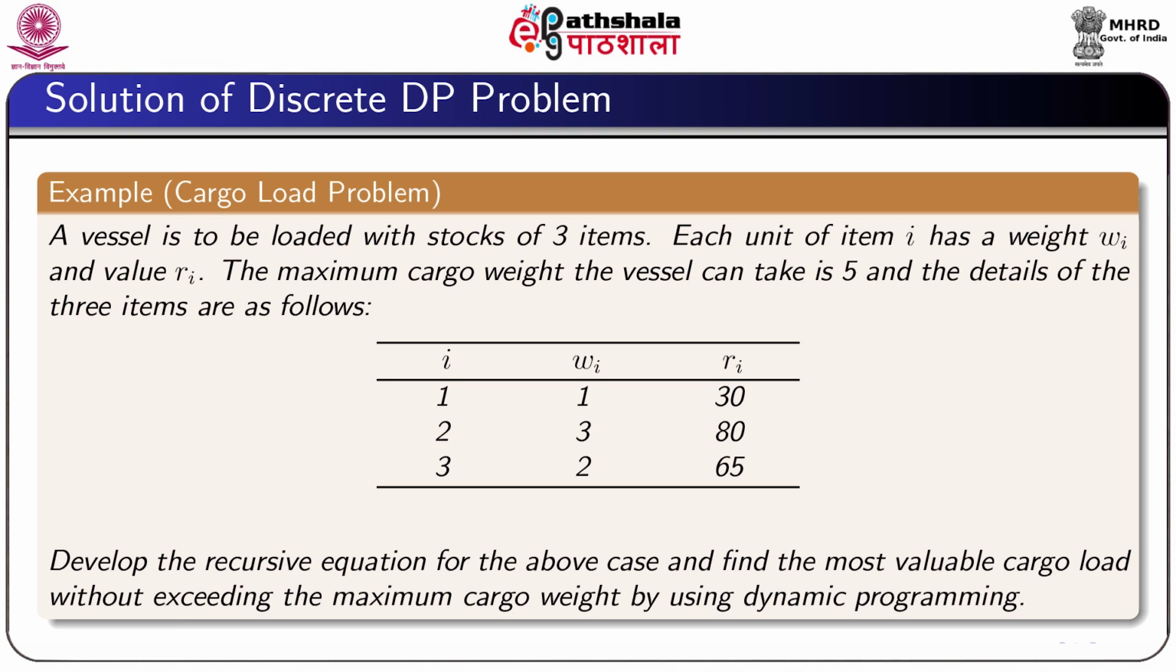We have the items 1, 2, 3, with weights. The weights of items 1, 2 and 3 are 1, 3 and 2 respectively, and the values of the items are 30, 80 and 65 respectively. Develop the recursive equation for the above case and find the most valuable cargo load without exceeding the maximum cargo weight by using dynamic programming.